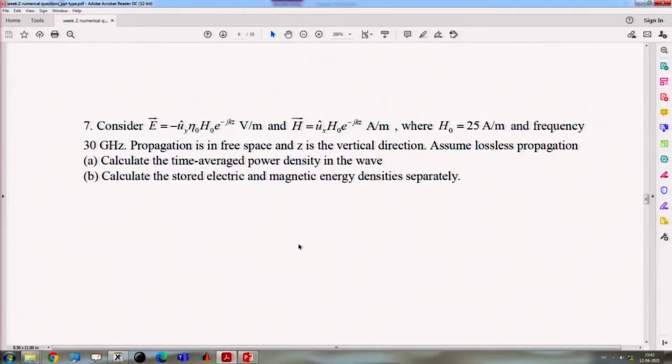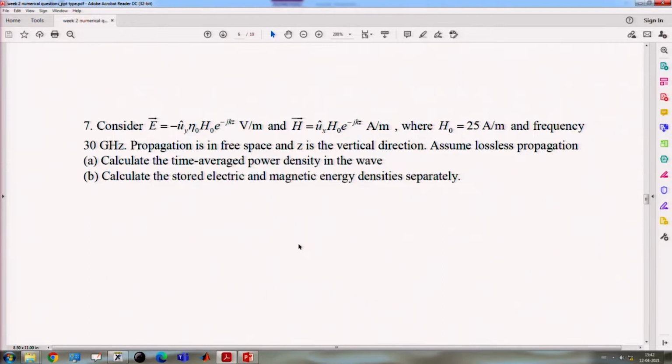Consider electric field E equal to minus u_y by eta naught H naught e to the power minus j k z volt per meter and H is equal to u_x H naught e to the power minus j k z ampere per meter, where H naught is 25 ampere per meter and frequency given is 30 gigahertz, propagation is in free space and z is in the vertical direction.